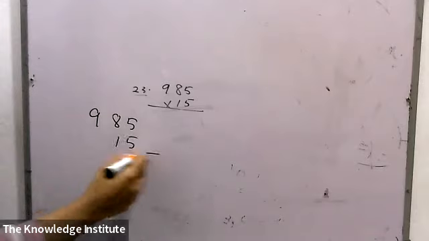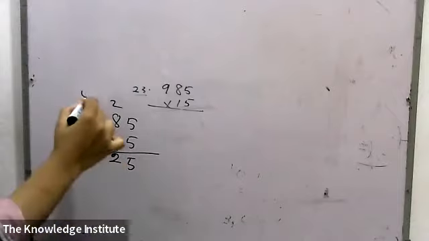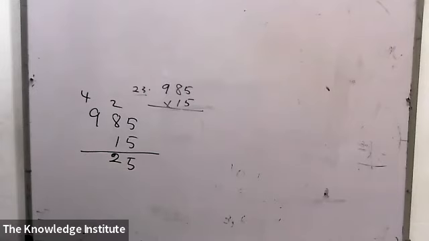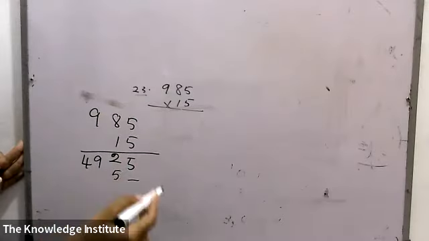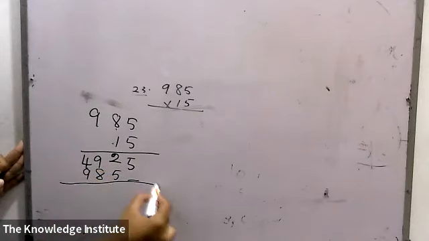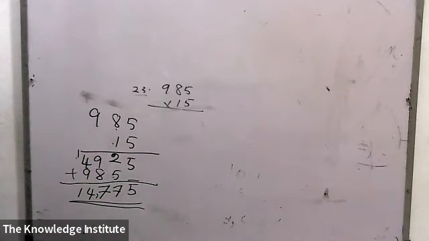985 by 15. 5 fives are? 25. Yes, teacher. 8 fives are 40. 40 plus 2 is? 42. Number 4 here. 9 fives are 45, right? 45 plus 4 is 49. 1 fives are 5, 1 eights are 8, 1 nines are 9. Then finally you have to add them. 5 plus 0 is 5, 5 plus 2 is 7. 9 plus 8 is 17. 9 plus 1 is 10. 10 plus 4 is 14. Therefore, 14,775. Got it? Yes, teacher.